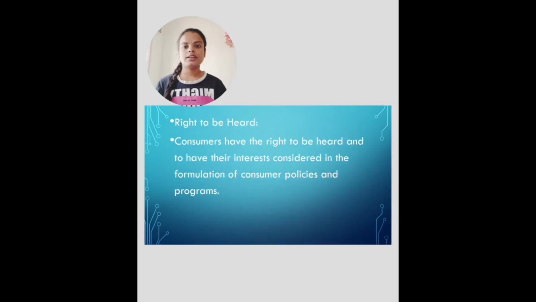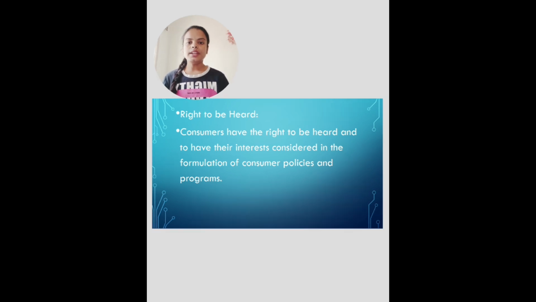Right to be heard. Consumers have a right to be heard and to have their interests considered in the formulation of consumer policies and programs. So this is the right to be heard. Consumers have their own needs and wants.